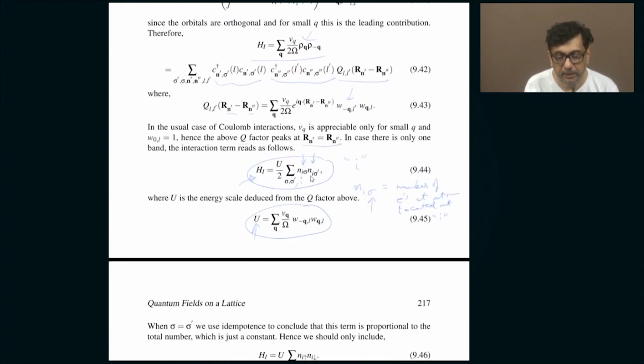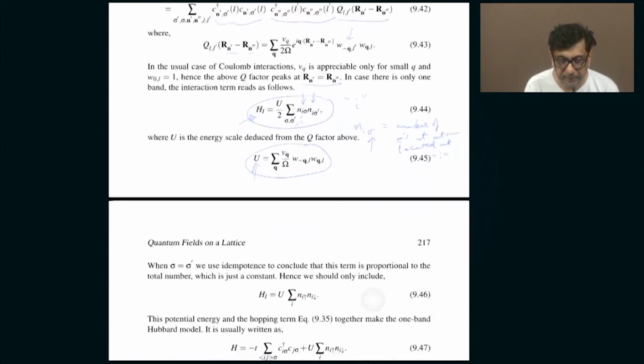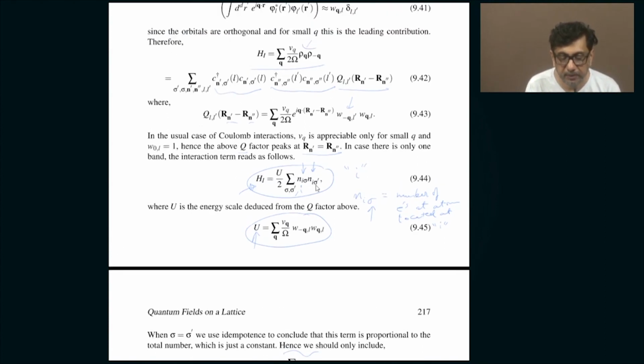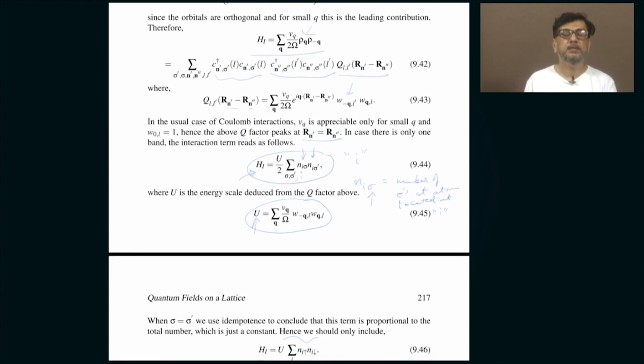Finally, the interpretation is that you can't put two electrons with the same spin on top of one another, that violates the Pauli principle. So, strictly speaking, you should only include this term. Mathematically you might think, why is that, because here sigma dash equals sigma is also possible. But finally I am saying that sigma dash equals minus sigma is the only one you have to include.